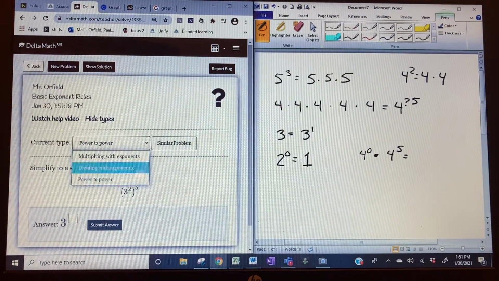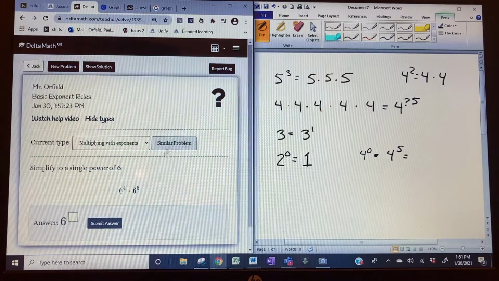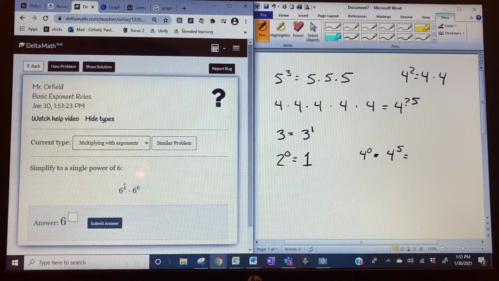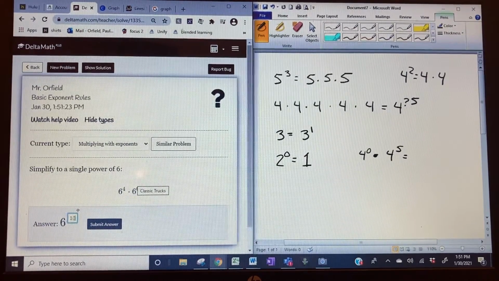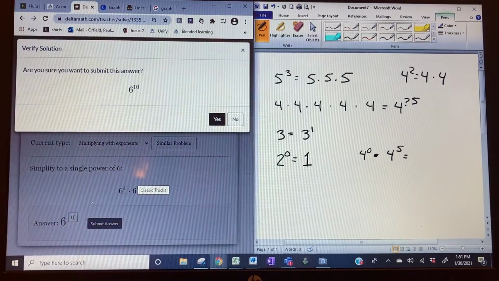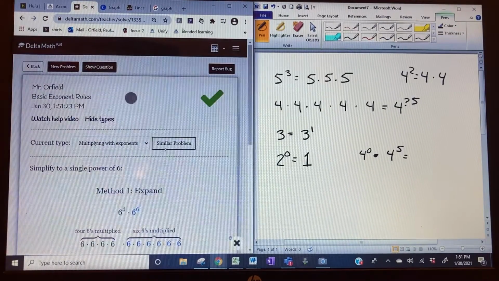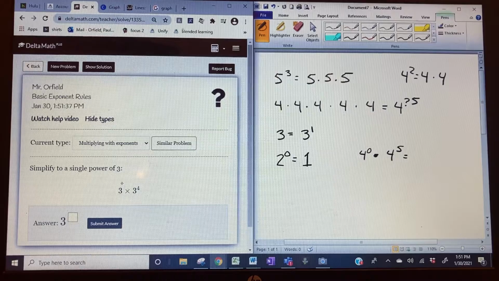I'm going to stay with multiplying. All right, so my bases are the same. I add my exponents together. 4 plus 6 is 10. Okay, another invisible exponent of 1. So invisible exponent of 1, exponent of 4, my bases are the same. I add them together and get 5.